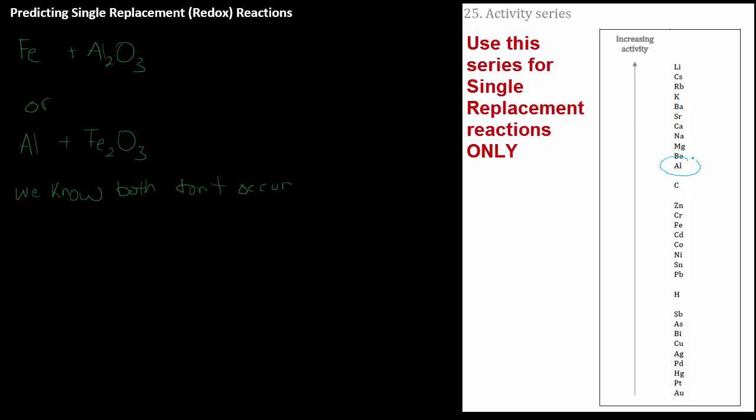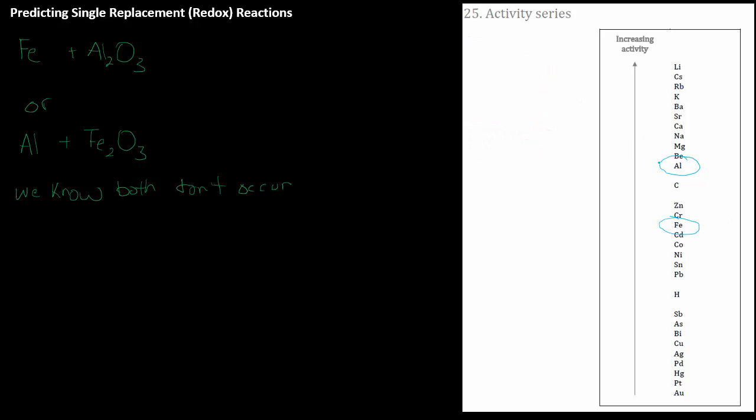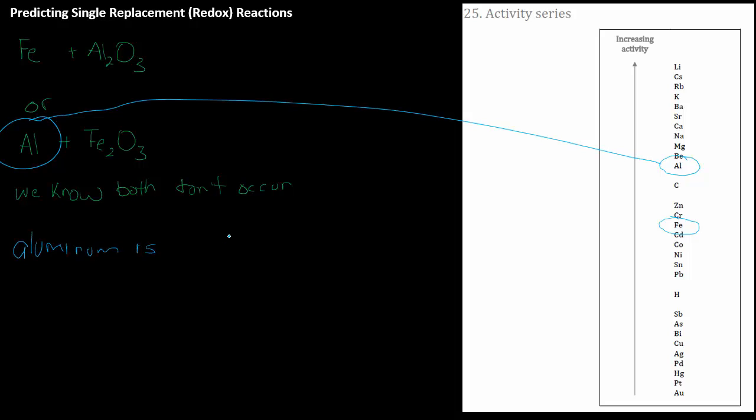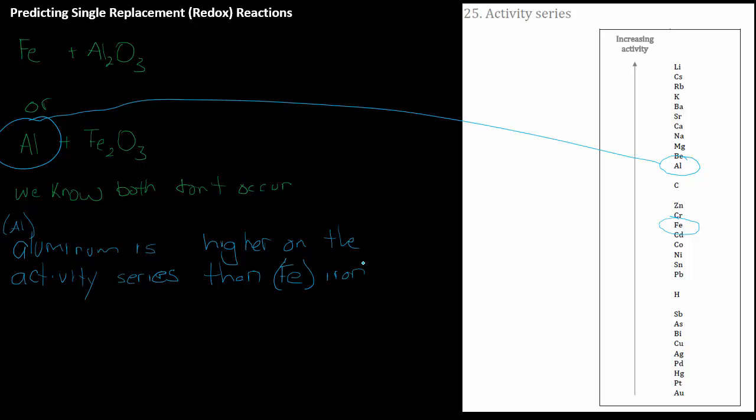So now you saw the blurb on the screen there. This series is only for single replacement reactions, right? So what you're going to want to do is identify both of the metals involved. So I find aluminum and I find iron in the activity series. Aluminum is higher up in the activity series than iron. What this means is that metallic, elemental aluminum can take the place of iron that's already in a compound, and that will yield free iron and aluminum in a compound.